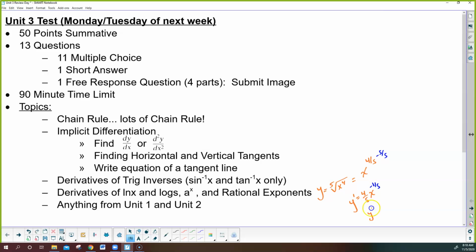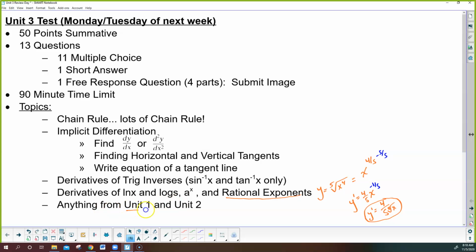Or if it's multiple choice, it's probably written with a positive exponent. So this negative 1/5 is going to come down in the denominator because of the negative, and the 1/5 turns into the 5th root. So that's what we mean by rational exponents right here.